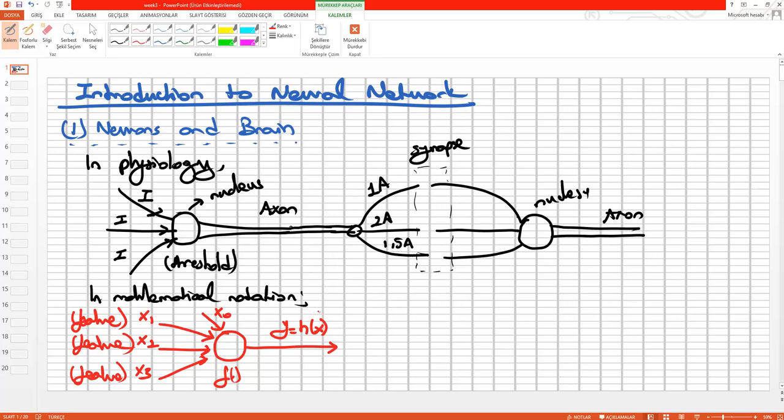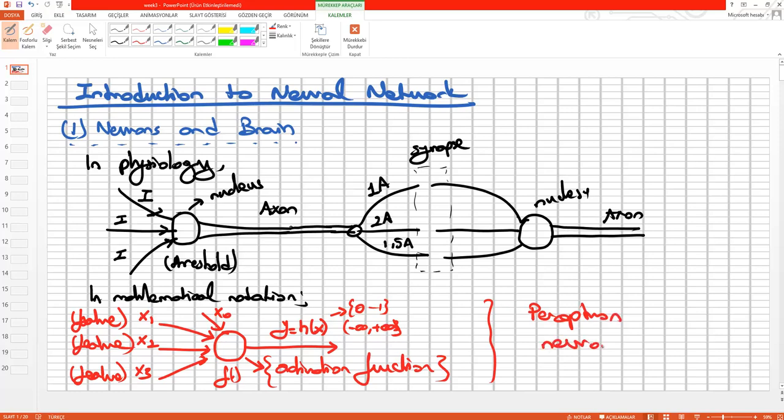Okay, and so these values could be 0 to 1, or could be negative infinity to positive infinity. Okay, you can determine the condition of these output values. Okay, and so in mathematical notation we call this nucleus an activation function. Okay, in neural network structure we call it like this one. Okay, so in basic meaning we call it a perceptron or neuron. Okay, this is the standard definition of one neuron in the brain in mathematical form. Okay, but why do we need to do that?